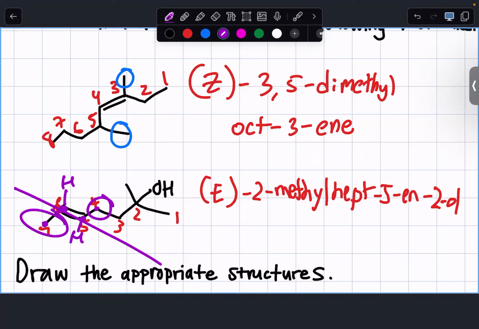So for the top one, the line here is going to be here now. The line is different every time, depending on where the alkene is.